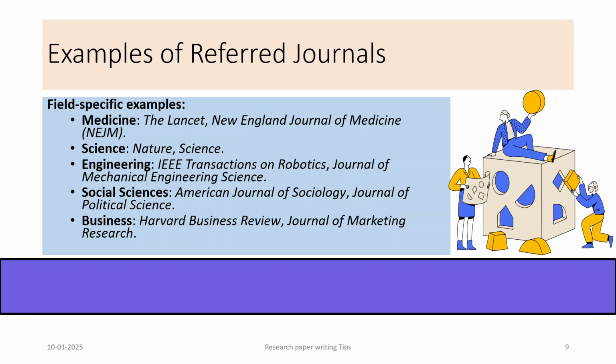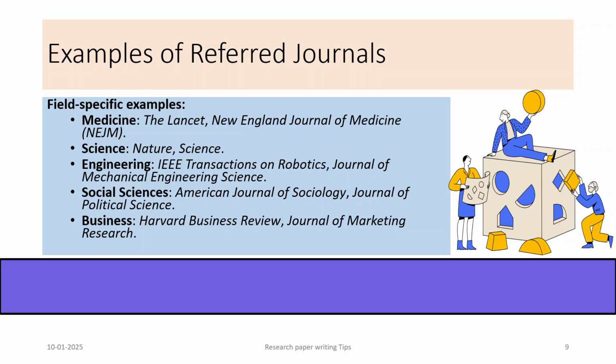Then what are examples of refereed journals? We have different fields like medicine, science, engineering, social science, and business. In medicine, we have refereed journals like The Lancet and the New England Journal of Medicine, NEJM. In science, we have Nature and also Science. These are very famous, all of us know. Then in engineering, we have IEEE Transactions on so many domains and areas, for example on robotics, and then the Journal of Mechanical Engineering Science. Then in social sciences, we have the American Journal of Sociology and the Journal of Political Science.